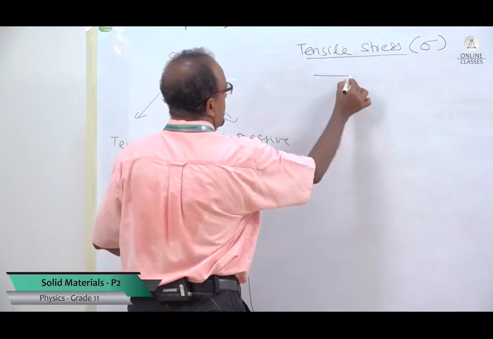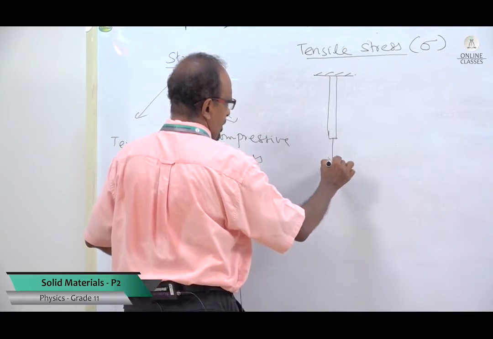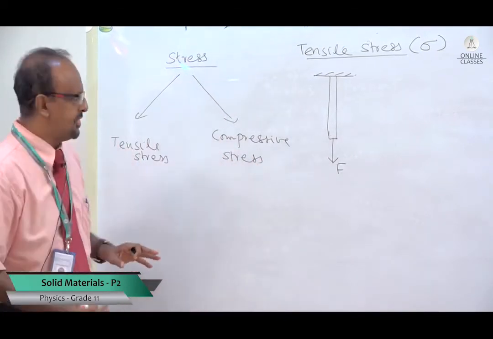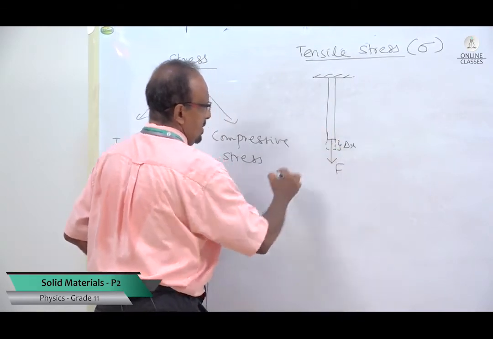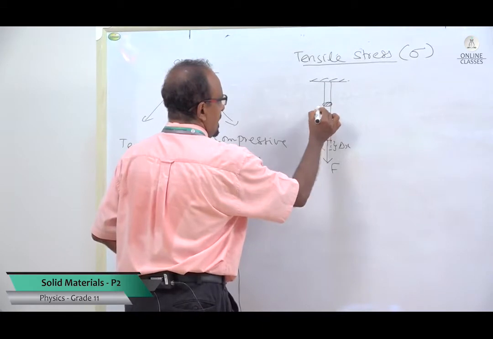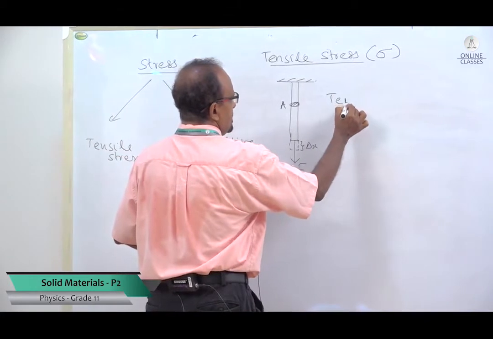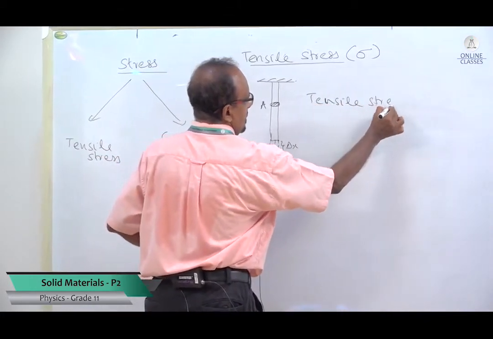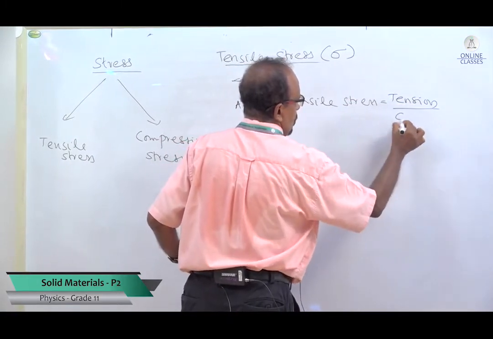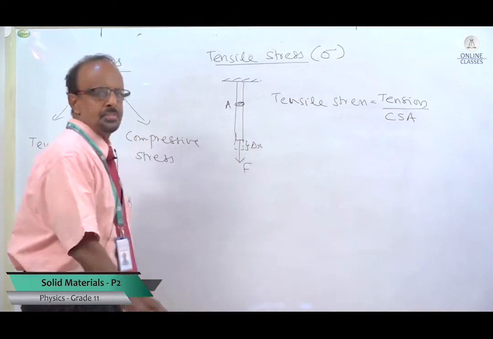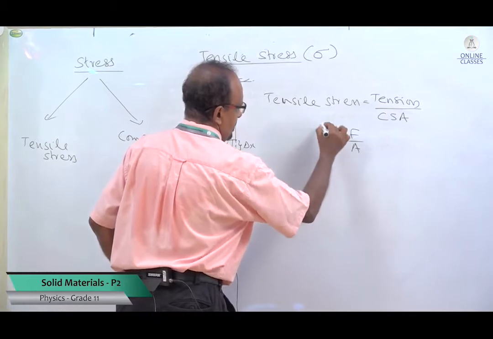When you take a material in the shape of a wire or rod, and you apply a force or tension, if the material is extending its length, and if you take the cross sectional area as A, we define tensile stress as tension over cross sectional area. So sigma is equal to F over A.